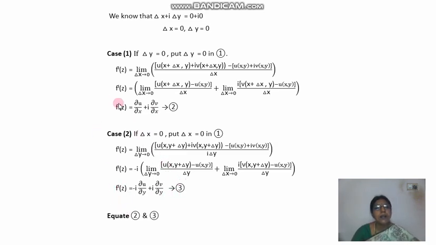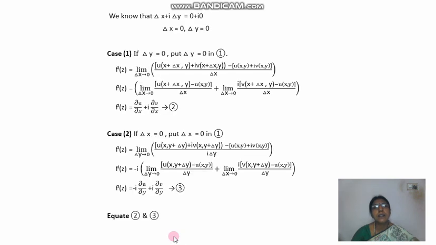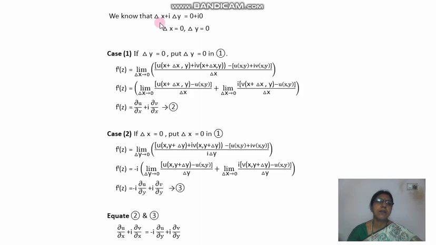You observe in 2 and 3 both have LHS are same, and LHS are same, f dash z, means RHS also equal. Now equate 2 and 3, both are equal. Equate 2 and 3 means equate the RHS of 2 and 3. So RHS of 2 is this and RHS of 3 is this. Now you remember, compare real and imaginary parts on both sides.